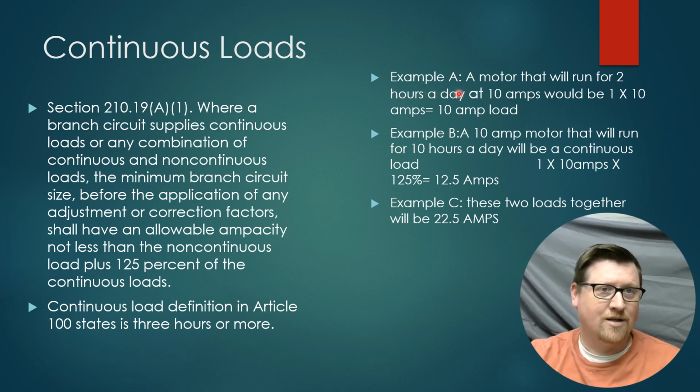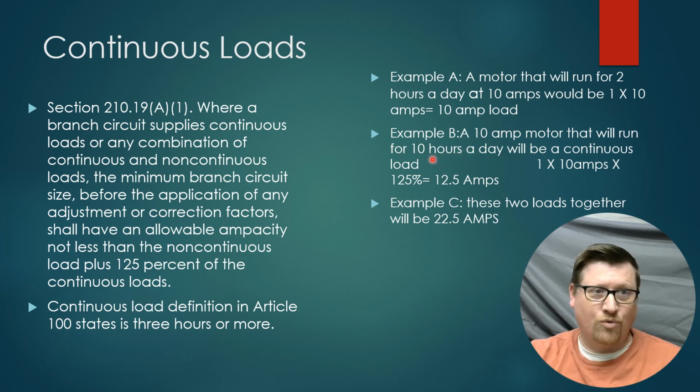We've got a motor that will run for 2 hours a day at 10 amps, right? That'd be a 10 amp load. We do not have to multiply that by 125% or 1.25. So we have a motor that is a 10 amp load. We would choose wire that was good for a 10 amp load.